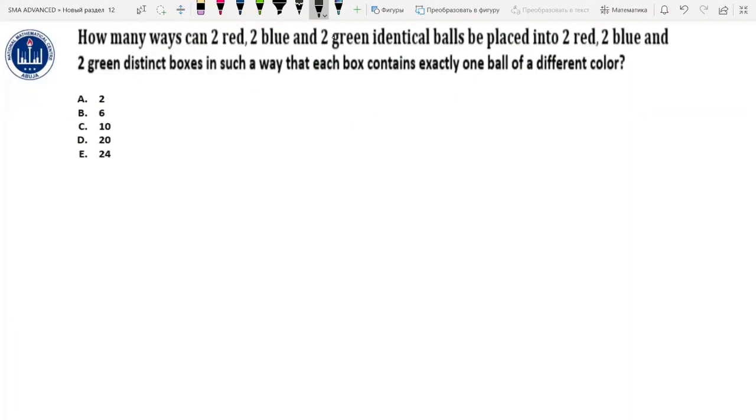We are given in the question that the balls of the same color are identical, so you can't differentiate them. And also we are given that the boxes of the same color are distinct, so you can differentiate the boxes, like the two boxes of, for example, the green color. You are able to differentiate them, so that it will influence the way we count some things, as we see later on. So now to the solution.